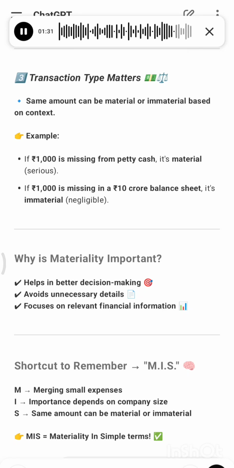Shortcut to remember: M, merging small expenses. Importance depends on company size. The same amount can be material or immaterial. Materiality in simple terms.